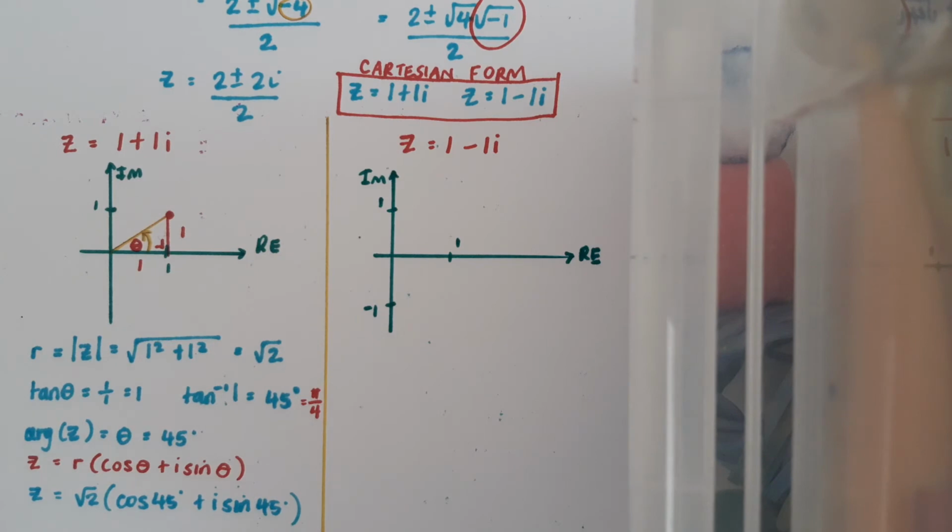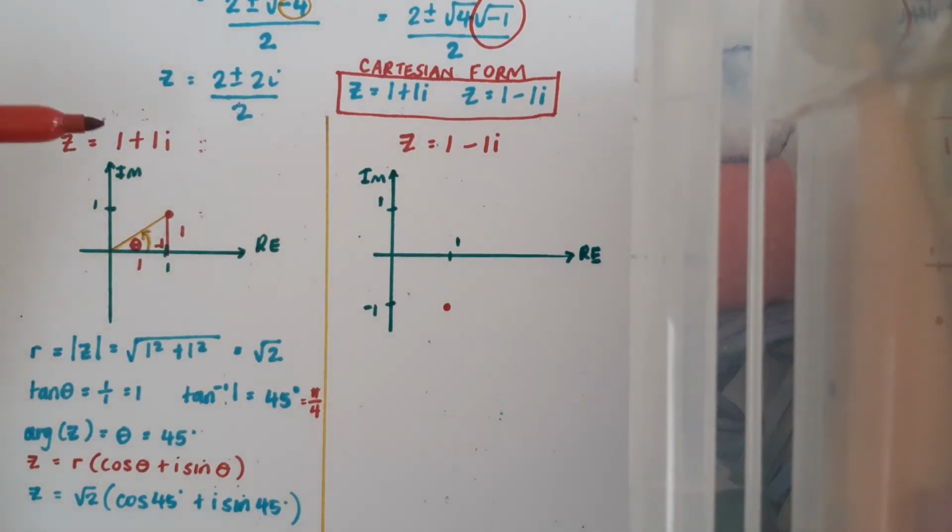So on I go to z equals 1 minus 1i, and I've sketched my Argand diagram, and I'm going to put in my z, this time located in the fourth quadrant. Take a moment to have a look at my 2 roots of my quadratic. What do you notice about them?